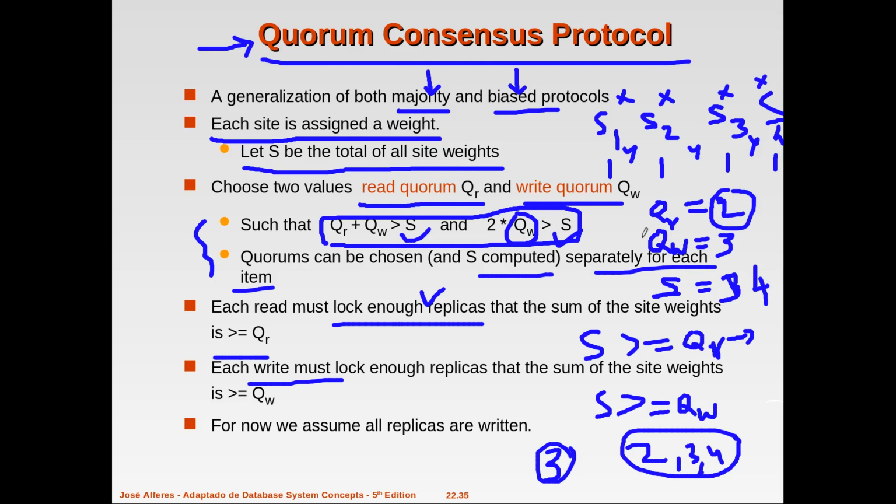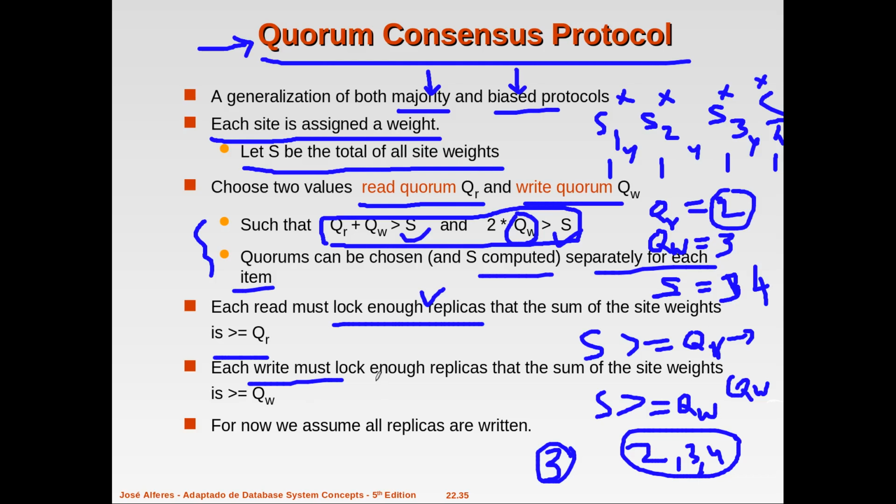Now similarly, in the case of write lock, it must lock based on the total site weight, which must be greater than or equal to QW. So at least QW number of sites must be locked, or more than QW. Each write must lock enough replicas that the sum of the site weights is greater than or equal to QW. So a minimum of that many sites with that item must be locked in the case of write lock also.